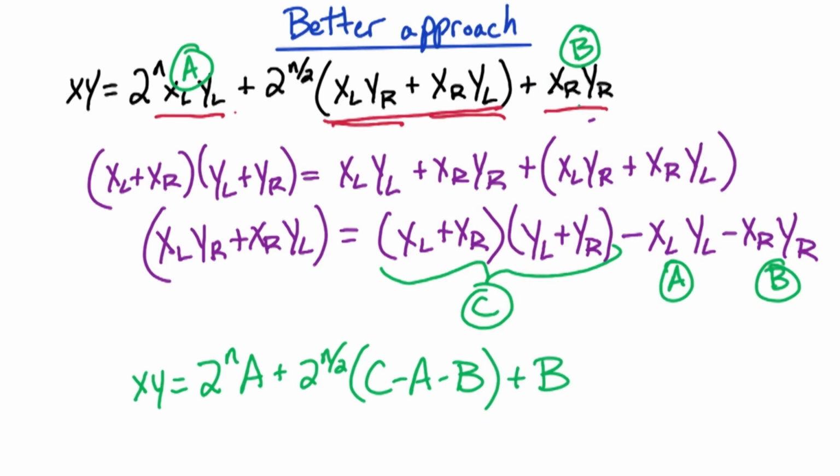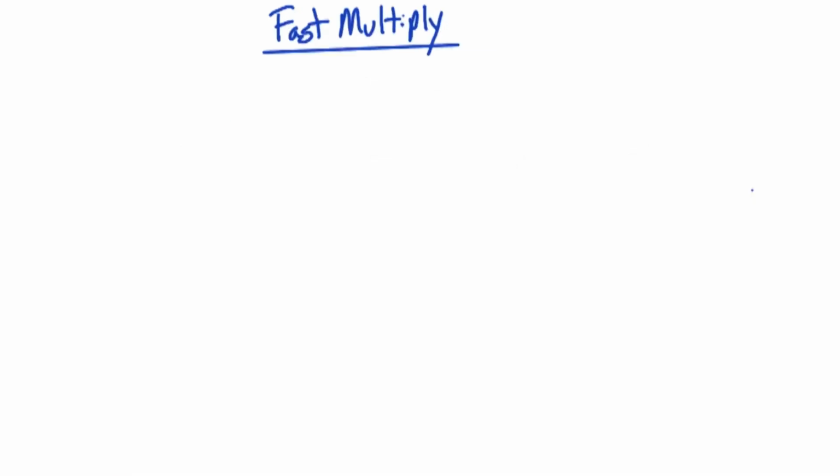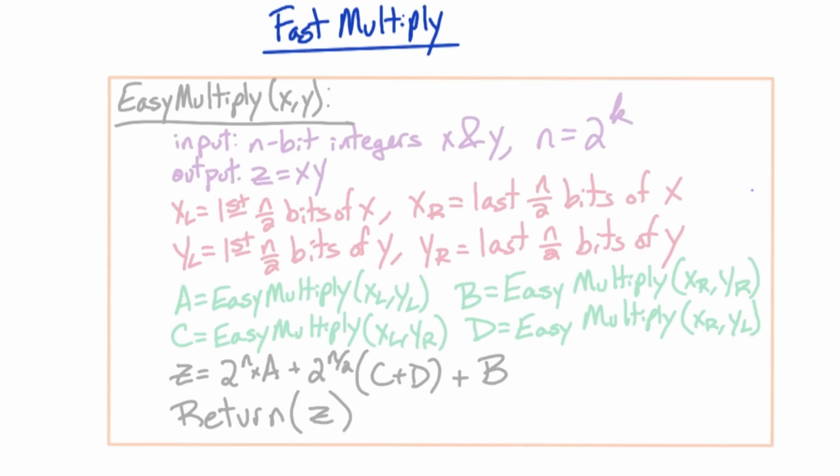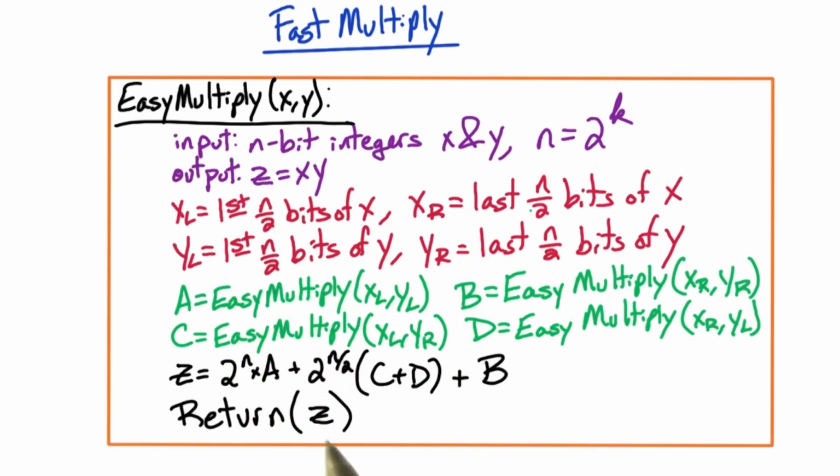And this is going to give us a better divide and conquer algorithm, because now we only have 3 subproblems that we have to recursively compute. And then we can combine them together using this expression in order to get the product of x times y. Let's go ahead and detail the pseudocode for this faster multiplication algorithm. Now this is the algorithm from before. This is the order n squared time algorithm, which utilized 4 recursive subproblems.